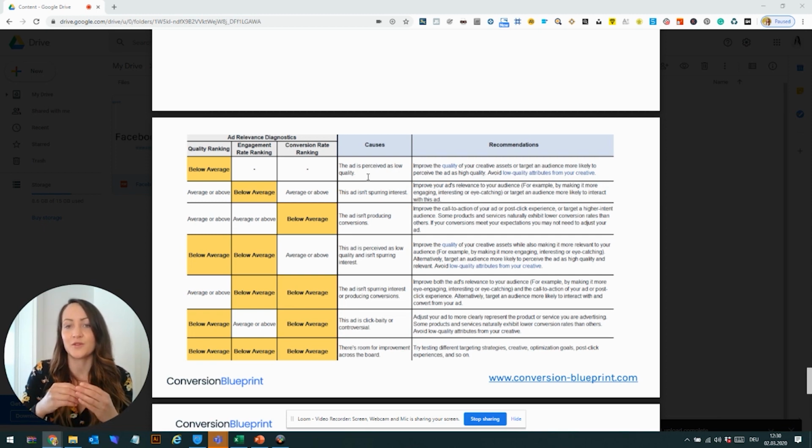And this could be for 2 reasons. You can have just a bad quality ad. You can have an ad that is not interesting at all, or your audience is not relevant. So when you see the engagement rate is below average, then go ahead and check your targeting and see if you are targeting the right people with your ad, and try to make your ad more specific to those people.